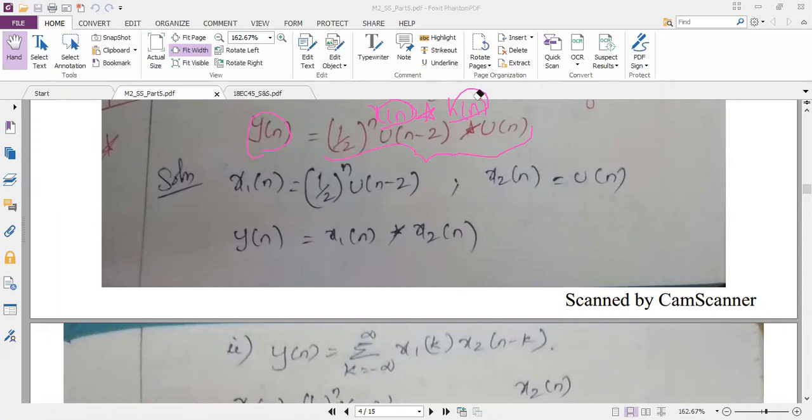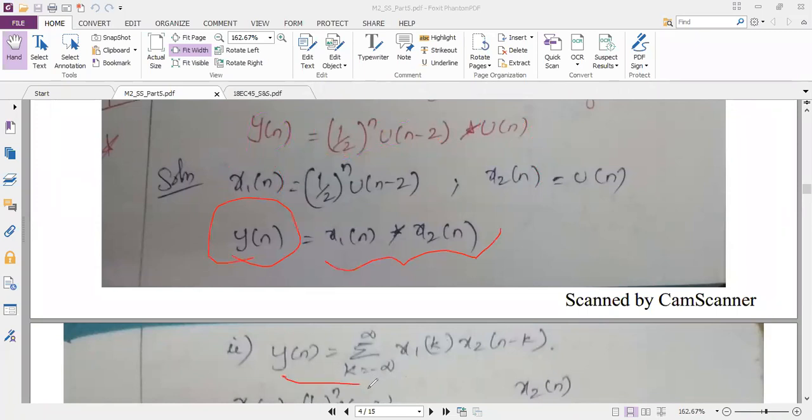Either you can take the first term, 1 by 2 power n into u of n minus 2, as x of n, and u of n as h of n, or I have taken x1 of n and x2 of n. Both are the same. Nothing is wrong. As per my notes, the first term I am taking as x1 of n and the second term as x2 of n. If you don't like this, you can take the first term as x of n and the next term as h of n. So if x1 of n is equal to 1 by 2 power n u of n minus 2 and x2 of n is equal to u of n, then my output y of n, I can write as x1 of n convolution with x2 of n.